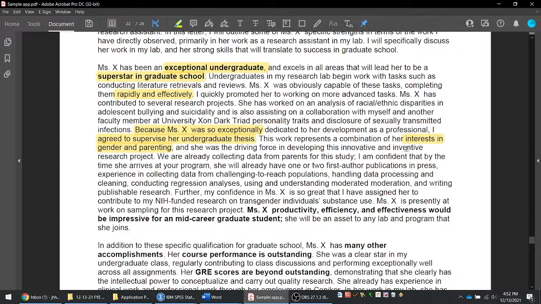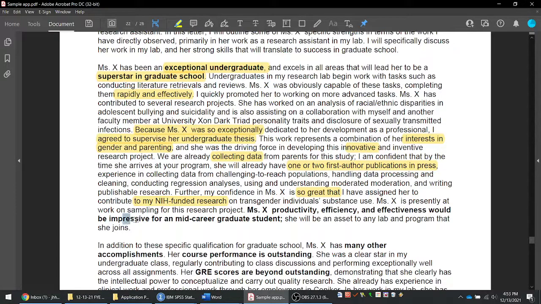"Driving force, innovative, inventive." We are connecting data, so that's good. Progress: I want to see concrete evidence of progress, not getting stuck in the literature review stage. That suggests seriousness and professionalism. "I'm confident she would already have one or two authorships." Ooh, that's an endorsement. "Handling data." "It's so great, strong. I assigned her to contribute to any." Okay, getting involved in grant-funded research. That's good.